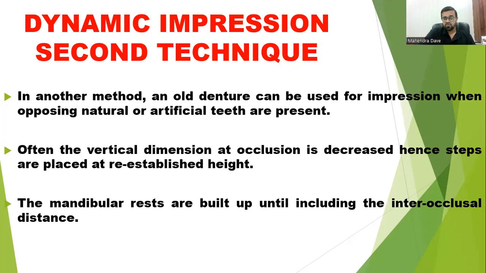Why does the patient need a new denture? Because the vertical dimension of occlusion has already decreased. That is why the patient needs a new denture. So using the old denture as a template, we can make this secondary impression, and we have to re-establish the vertical height while doing so. The mandibular rests are built up until including the interocclusal space distances.